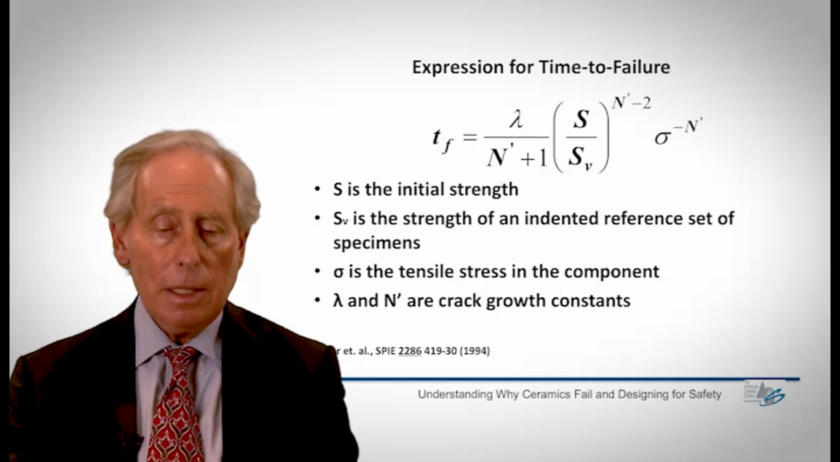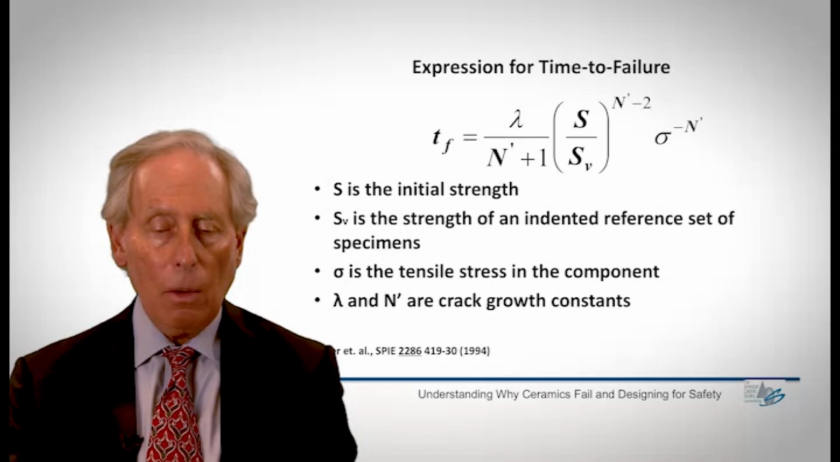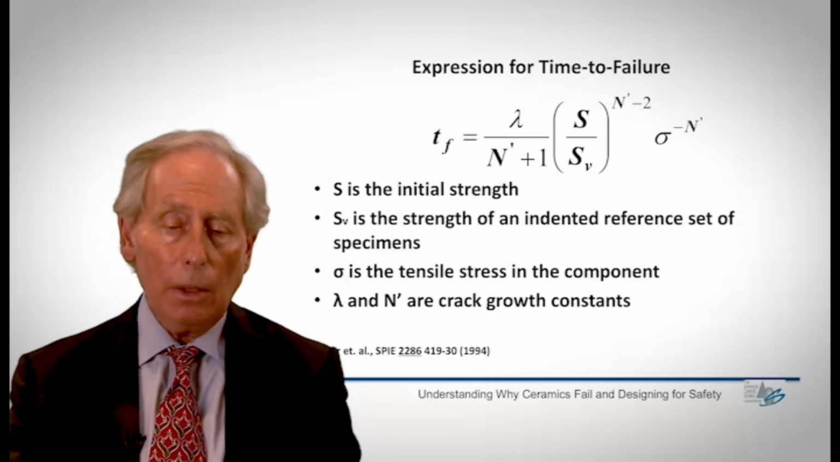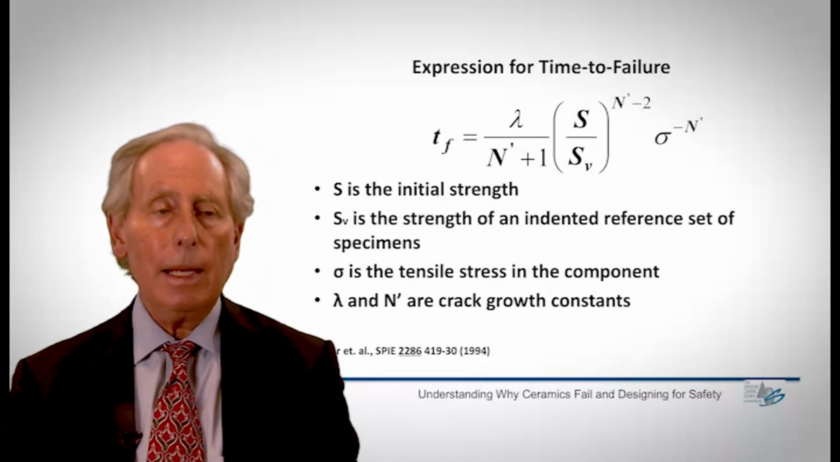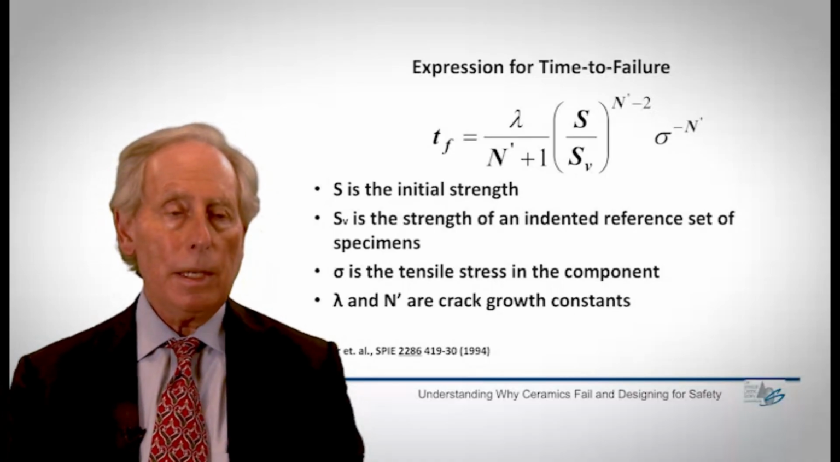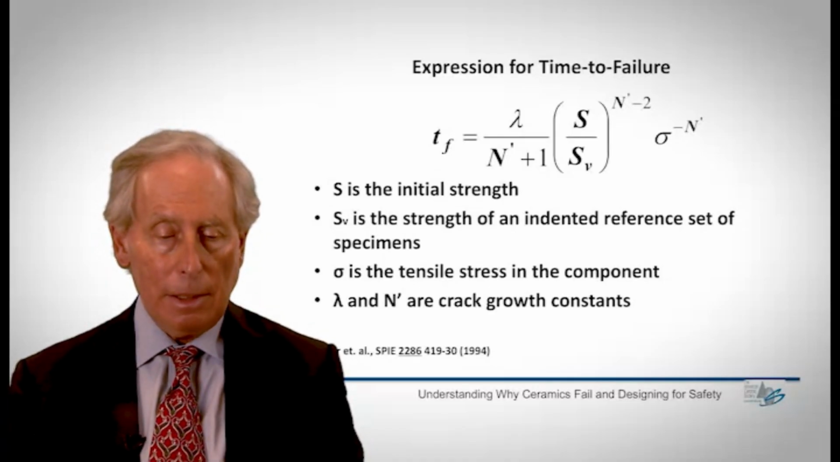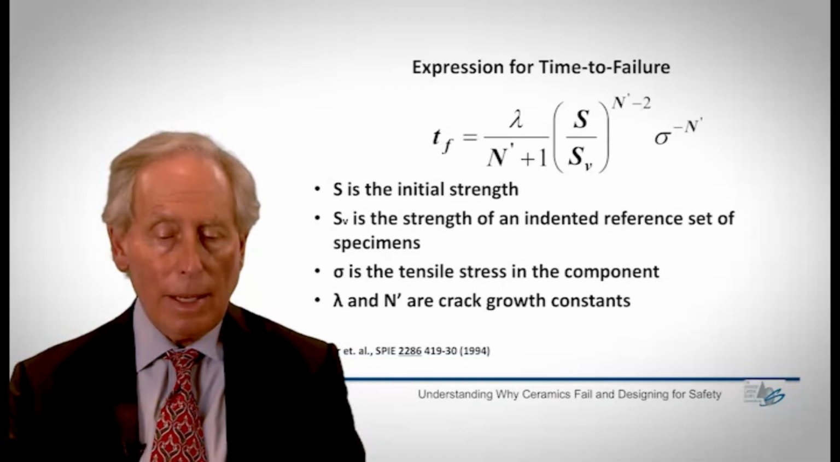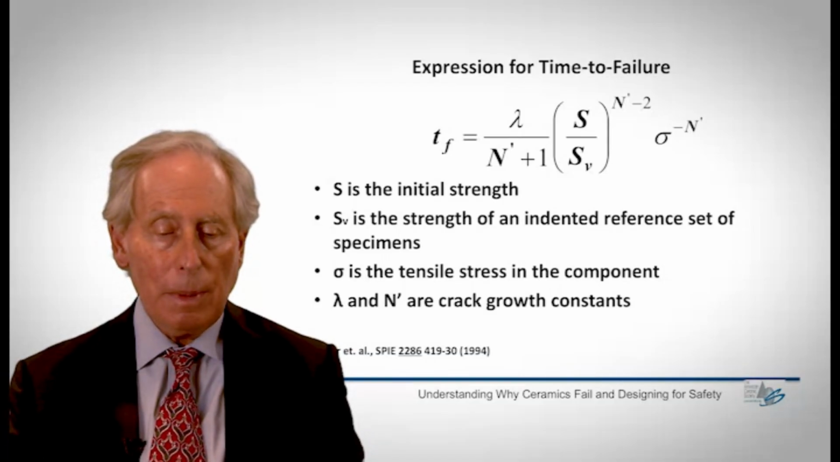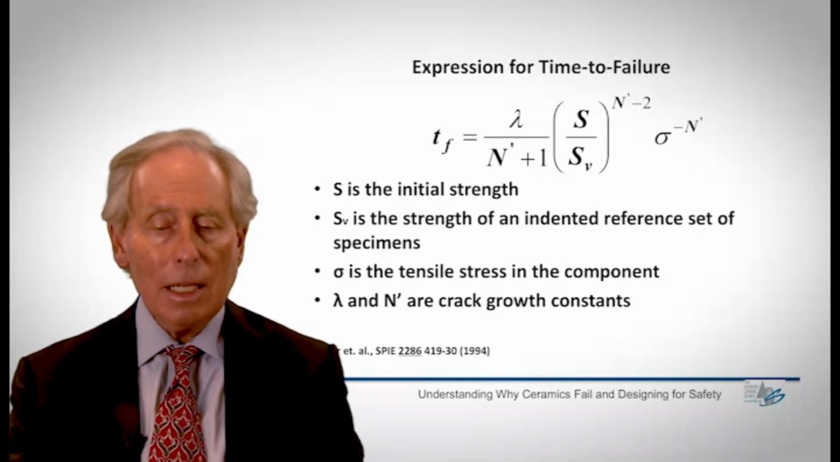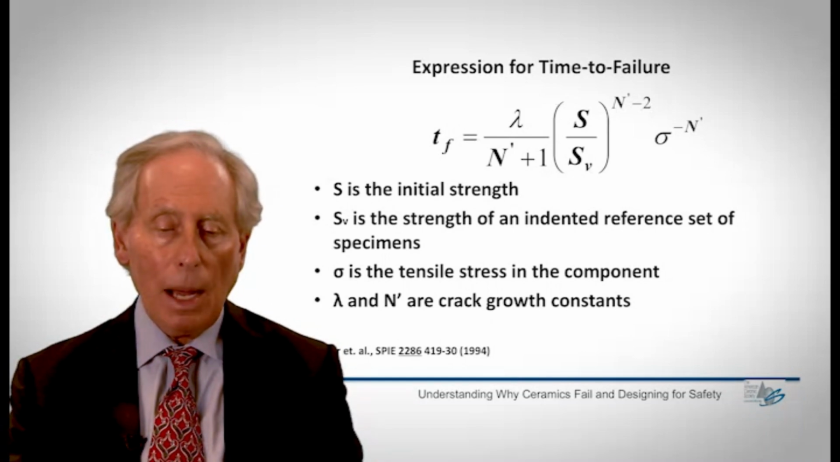So this is the equation of relevance, and I'll show you in a moment how we obtain all of these values. S is what I call the initial strength of the specimen that I'm going to test, that is, before anything has happened to it: I make the specimen and I test it. S sub v is the strength of an indented reference set of specimens, and I need that because I've decided to use indented specimens for my test, because I want to measure the effect of n prime rather than n.